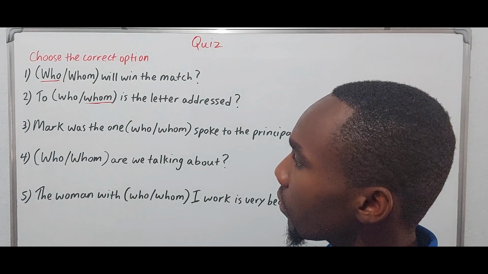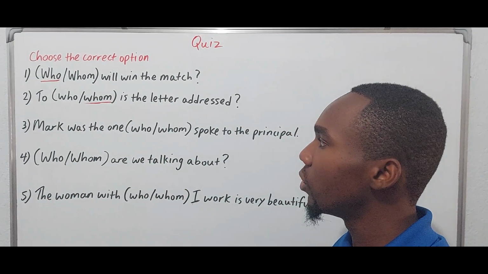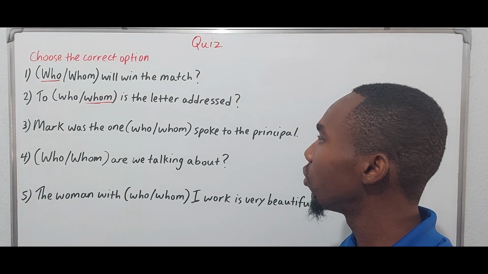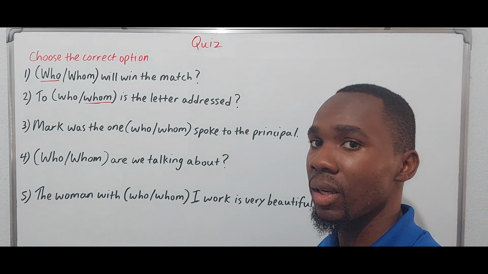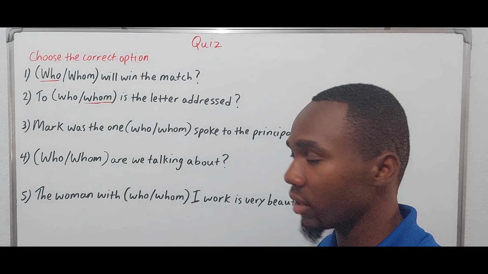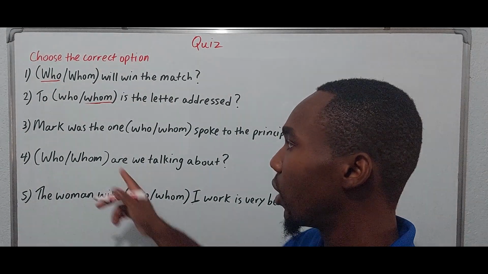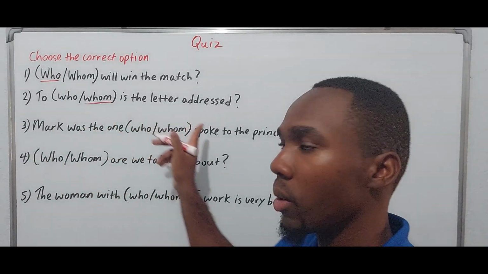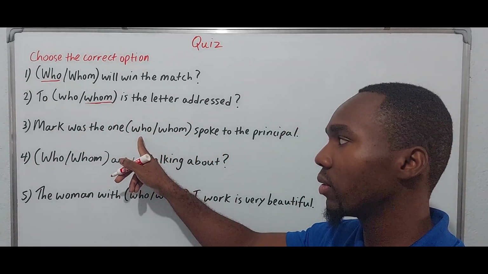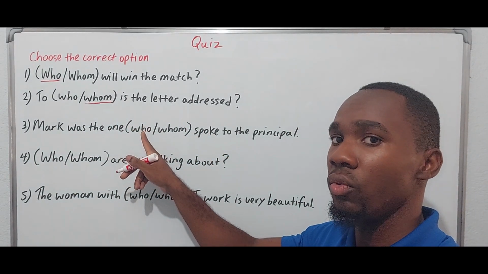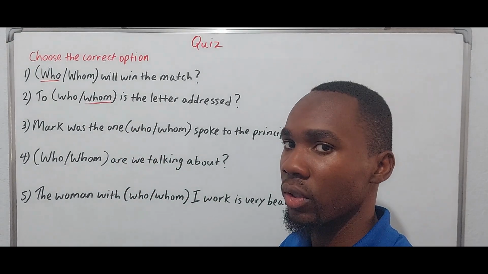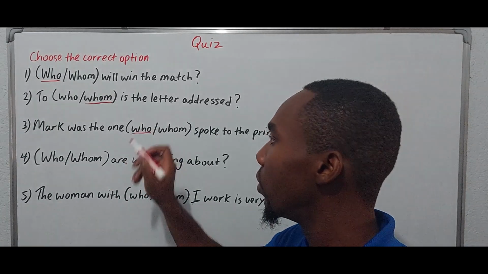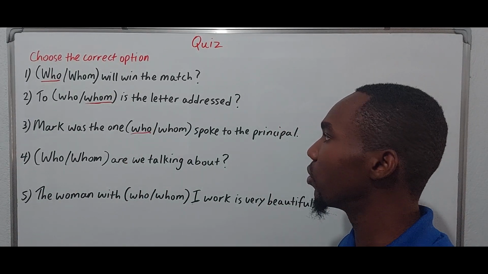Okay? 3. Mark was the one who or whom spoke to the principal. We are talking about a subject, right? Yes, we're talking about a subject because we're talking about Mark. Mark performed the action, and this is just being used to provide additional information. Therefore, it is a relative pronoun, so we say who. Mark was the one who spoke to the principal.